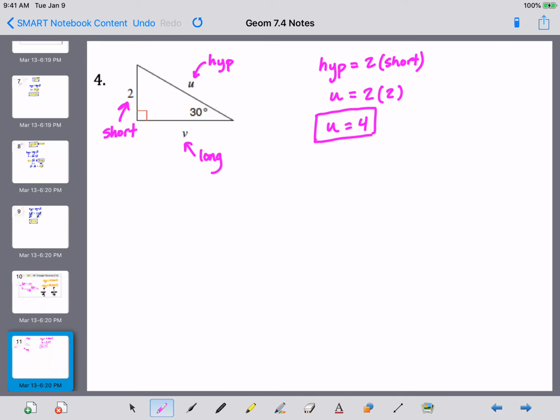All right, so now we can start over using the second formula. Long is equal to the square root of 3 times the short.